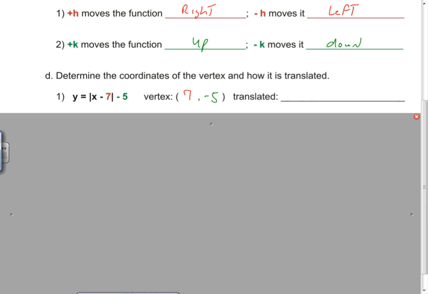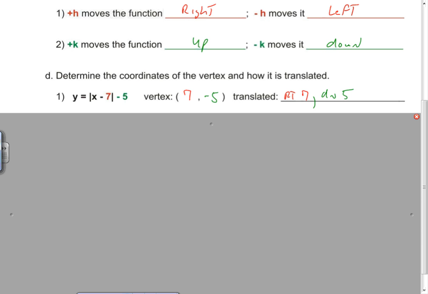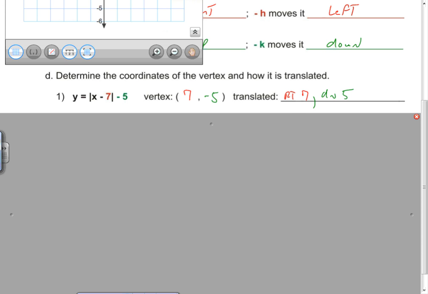So this thing is translated left or right 7? Right 7. And up or down 5? Down 5. Right 7 and down 5. So let me pause. You guys don't have this on your notes, but let me just show you what's going on. What in the world did I just do? Give me Cartesian, please.